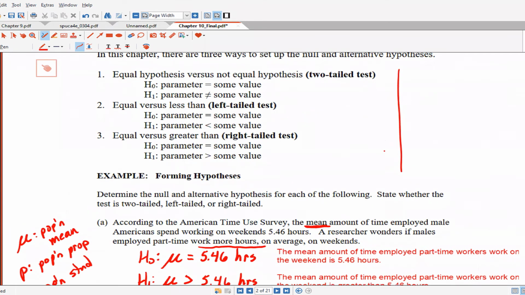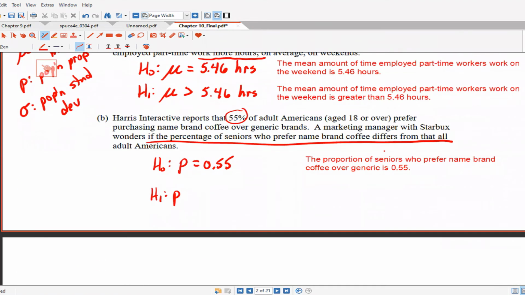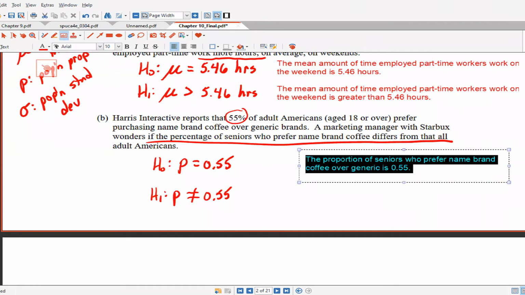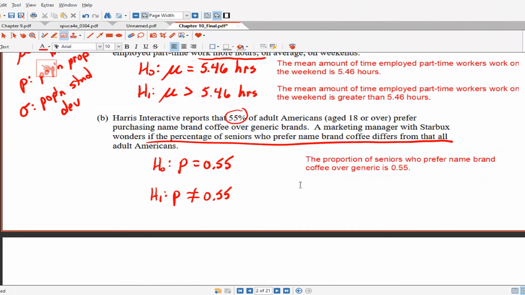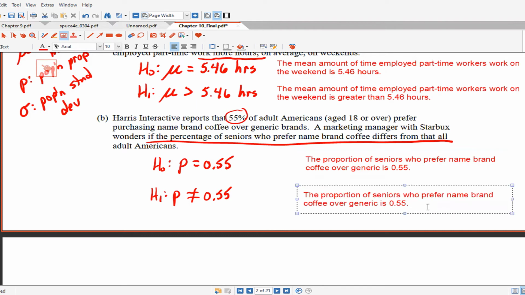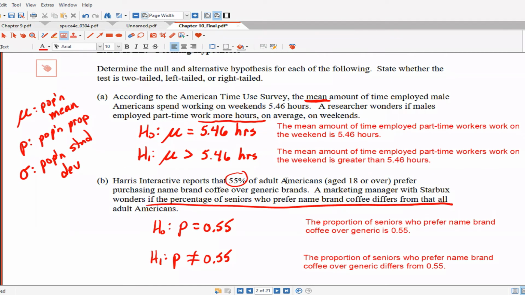The two-tailed, because we're not saying whether it's higher or lower, just that it's different. And so that would mean that P is different from 0.55. So in words, we would write that the proportion of seniors who prefer name brand over generic differs from 0.55.